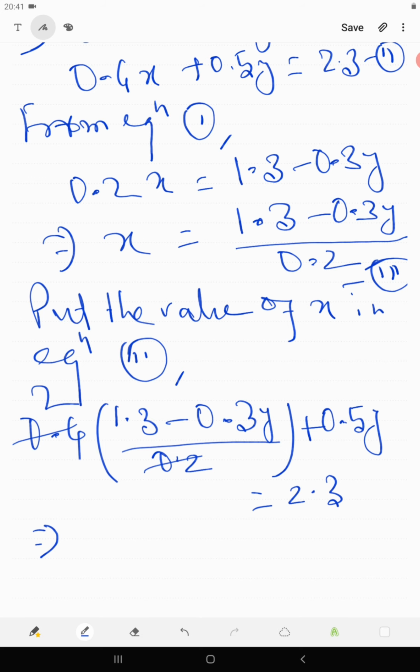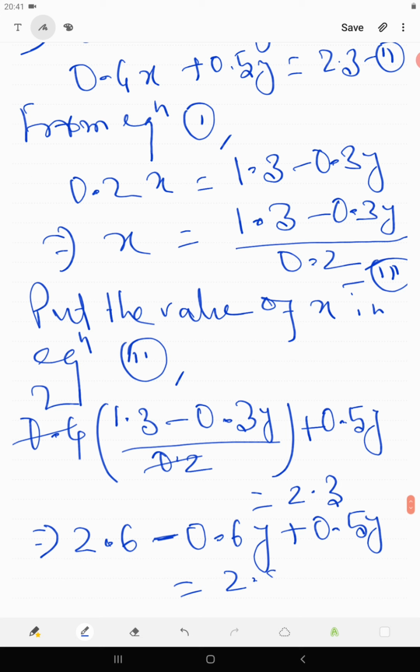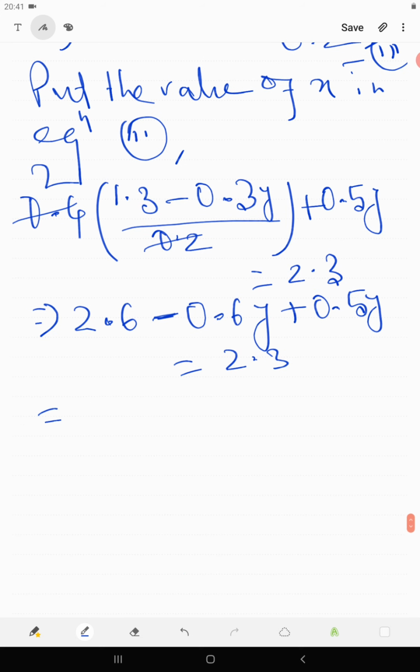Now 2 you need to multiply with 1.3, so it will give you 2.6, and then 2 multiplied with minus 0.3y will give you 0.6y, plus 0.5y equals to 2.3. Okay, so 2.6 minus 0.6y plus 0.5y. So bigger is 0.6, so sign will be minus, then 0.6 minus 0.5 is 0.1y equals to 2.3.